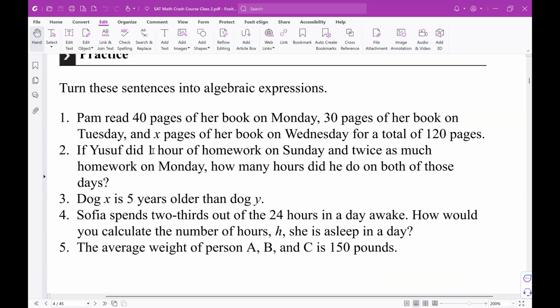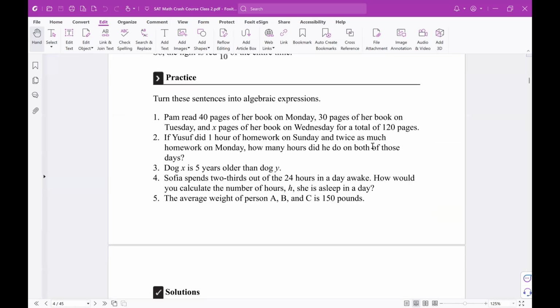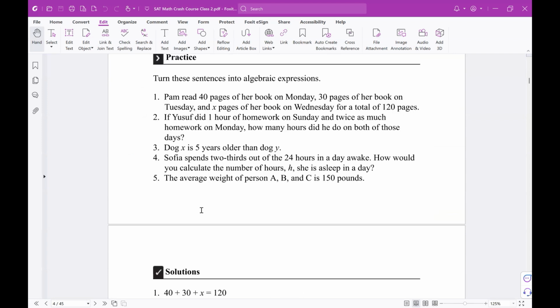I think you just need to add them. 1 plus 2 equals 3, because Yusuf did 1 hour of homework on Sunday and twice as much homework on Monday. Twice means he did 2 hours of homework on Monday. So in total, 1 plus 2 equals 3 hours. That is the solution, I think. Yeah, total 3 hours.